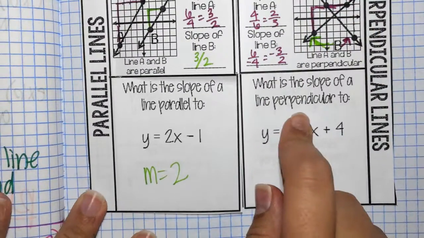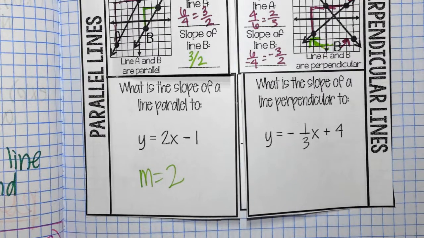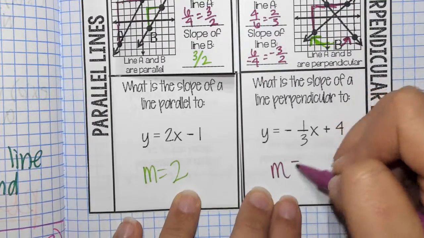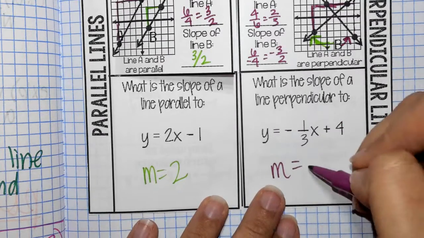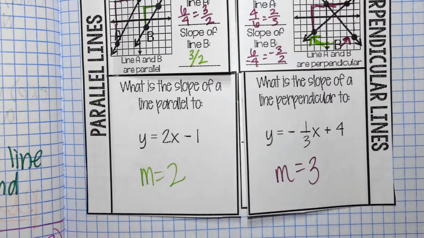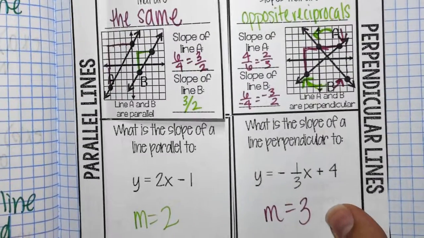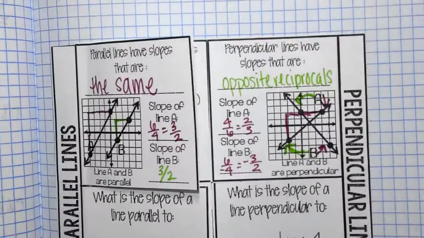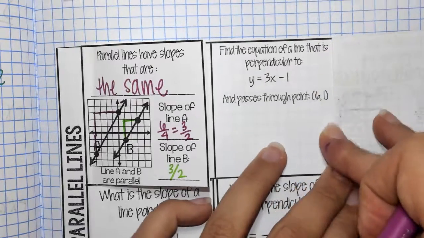Alright, so what is the slope of the line perpendicular to y equals negative 1/3 x plus 4? What would the perpendicular slope be? Nope, I just want the slope. You flip it and change the sign, so it's 3. Opposite reciprocals means you flip it and change the sign. Alright, let's open this guy.